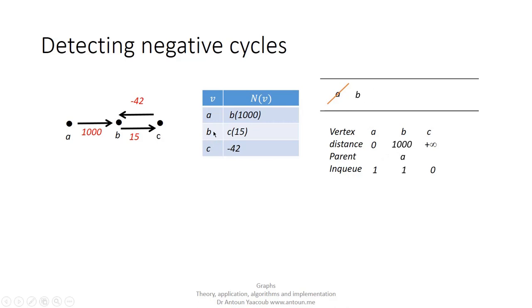In B, I have one adjacent vertex, which is C, so it's equal to 1015, and I will enqueue that in the queue. So obviously we have A equal to 0, and I'm not working with these.